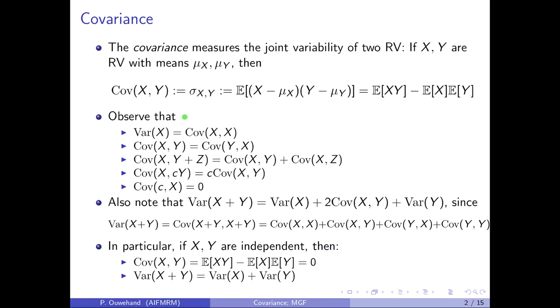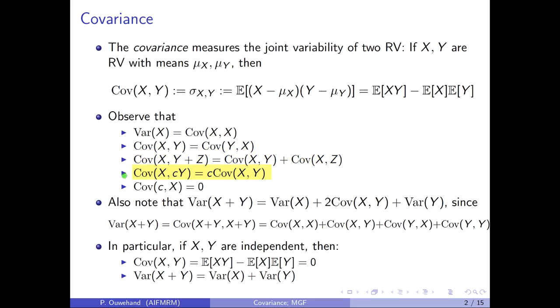Now here are some basic properties. Firstly, notice that the covariance between x and itself is simply the variance of x. Moreover, it's obvious from the definition that covariance is symmetric. In other words, the covariance between x and y is the same as the covariance between y and x. It is also easy to show that the covariance between x and a sum y plus z is the sum of the covariances between x and y and between x and z.